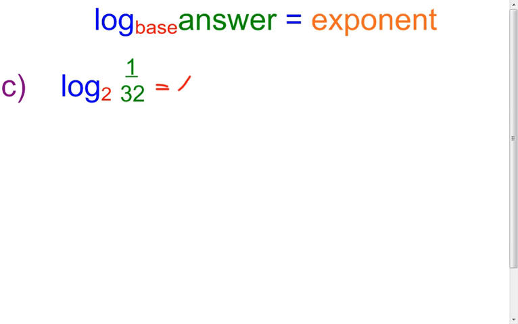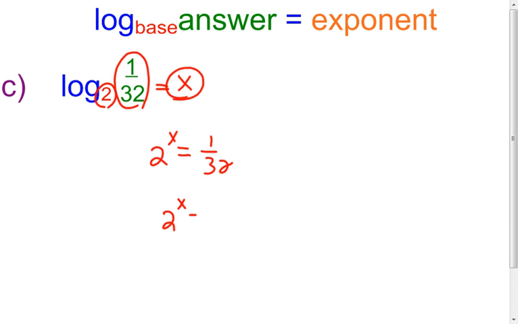And next, again, I don't know what this is, so 2 to the x. So again, base, exponent, answer. Okay? And so what you need to do is rewrite 32 as a power of 2. 1 over 32 is 1 over 2 to the 5th. So as a power of 2, this becomes 2 to the negative 5th. Set your exponents equal to each other, and x will be negative 5.